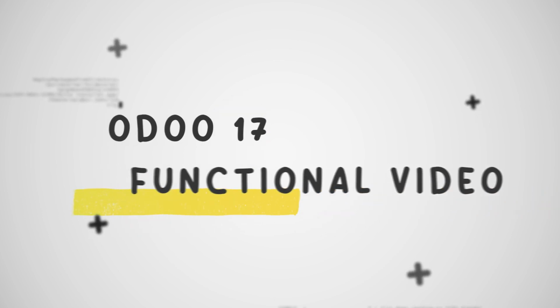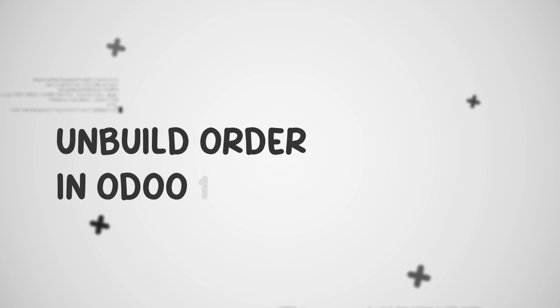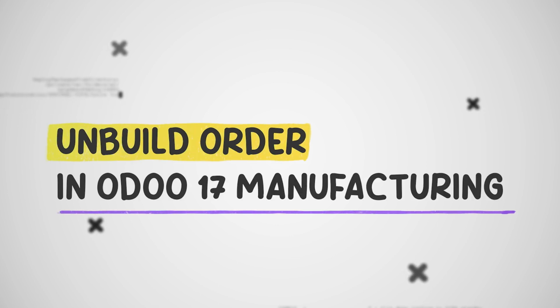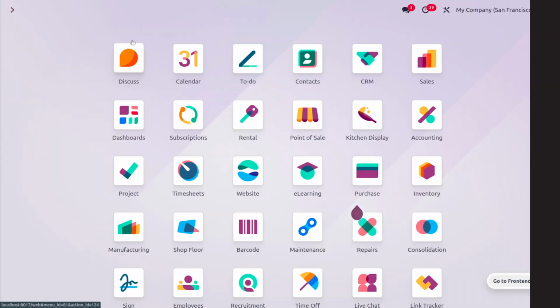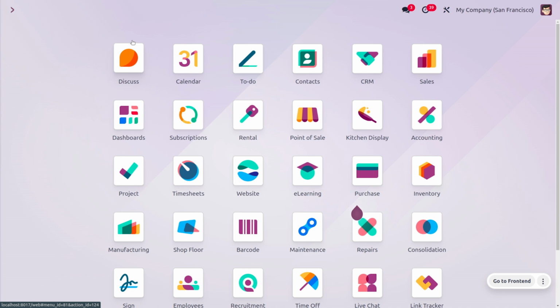In today's video, we will be discussing how to unbuild orders. In some cases, it is necessary to dismantle a manufactured product into its individual components. This may be required if too many units of a product were built, or if the components of one product must be reclaimed to use in the manufacturing of another.